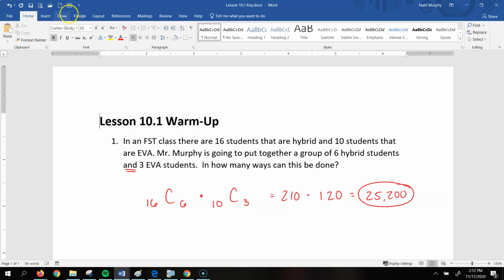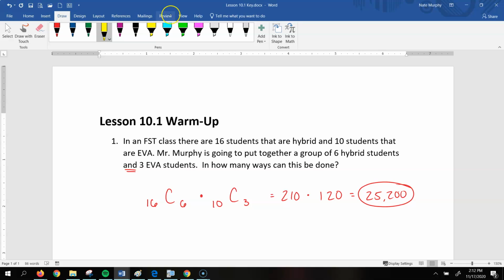All right, so first off, we need to recognize the fact that there are 16 students that are hybrid. There's 16 students that are hybrid, and in our group there's going to be 6 hybrid students. And so we would have 16, and we're going to be choosing or selecting 6 of them. And then we have 10 students that are EVA. And of those EVA students, there's going to be 3 of them that we're going to be selecting. So we'd have 10 choose 3.